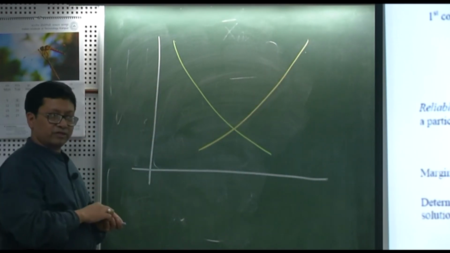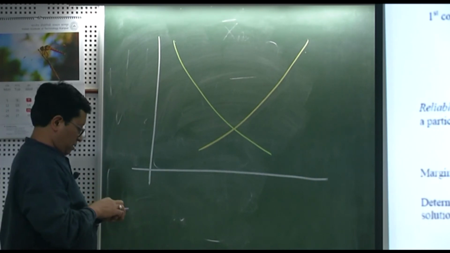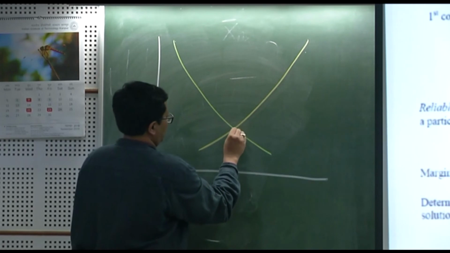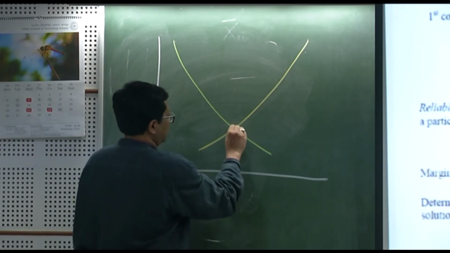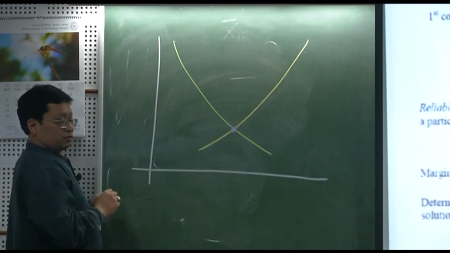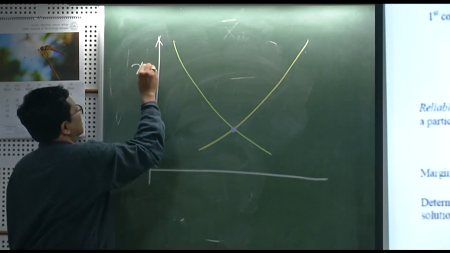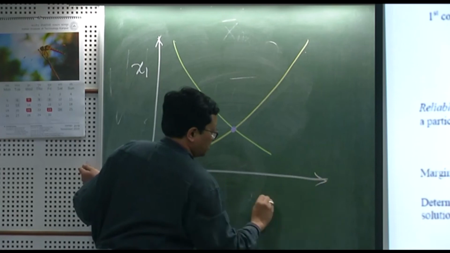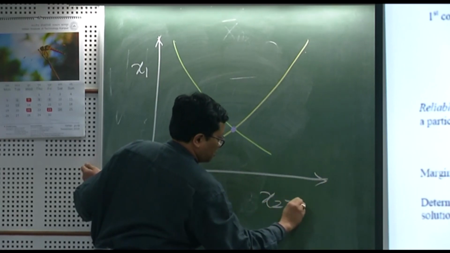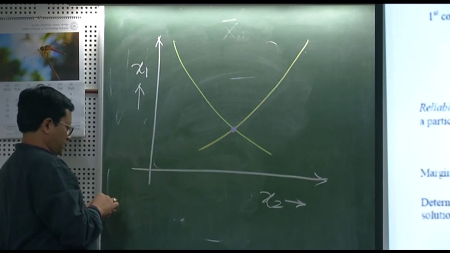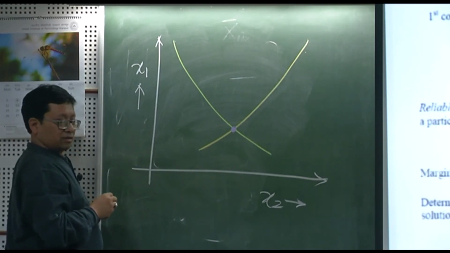So these are the boundaries, and you have the red dot here. So you basically have x1 here, x2 here, whatever the feasible region is, consider this is the optimal solution.